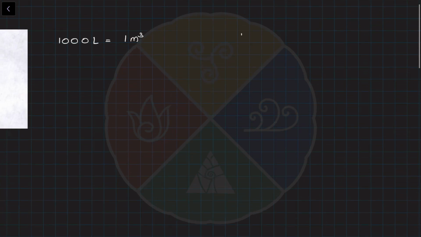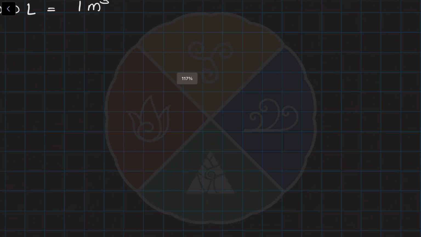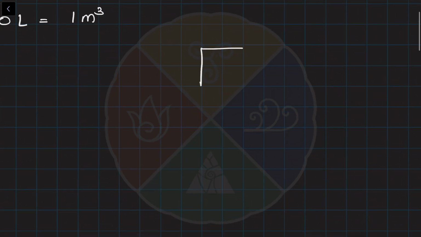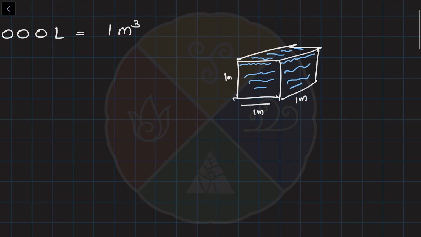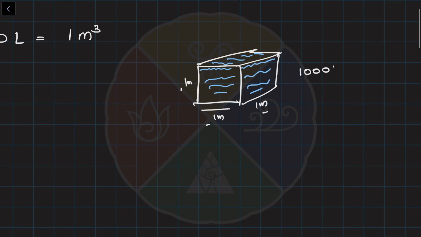It basically means that if you take a box, let me draw it a little bit down. If you take a box of 1 meter, the length is 1 meter, the breadth is 1 meter, and the width is also 1 meter, and then you fill it completely with water. Then that volume, known as 1 meter cube, 1 into 1 into 1, will have 1000 liters.